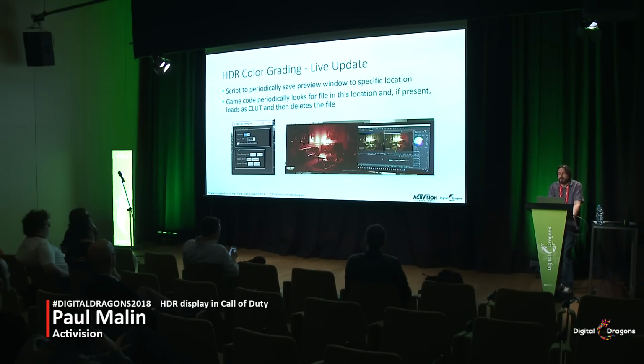To support color grading live update, we implemented a script in the tools that would periodically save the contents of the preview window to a specific location. The game code would periodically look for the file, and if it found it, load it as a color grading CLUT, and then delete the file. This meant we could edit the grade in the package with an SDR preview and simultaneously view the results in-game on an HDR TV.